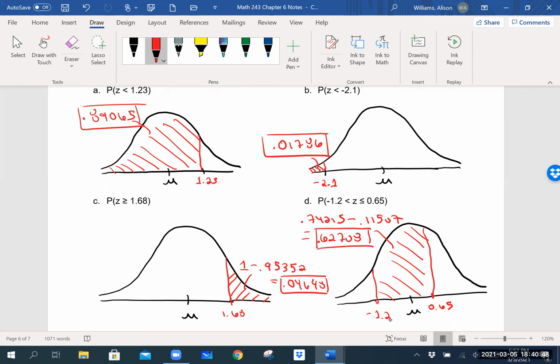And that's how we would use the table to find these values. So what we need to do that is the z-score. And that will then be the first step we will do on these problems in order to find the probabilities.